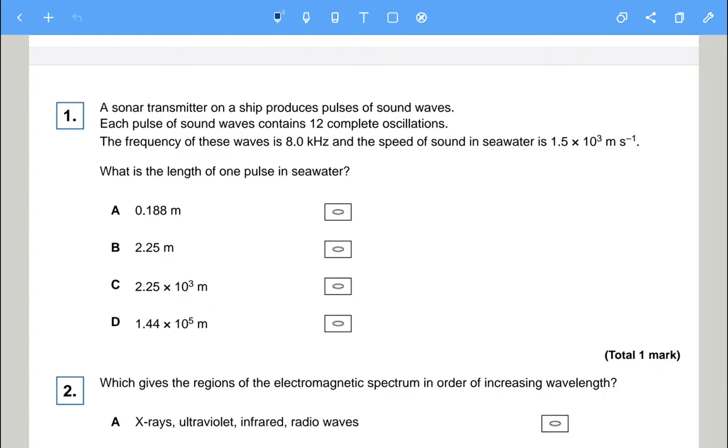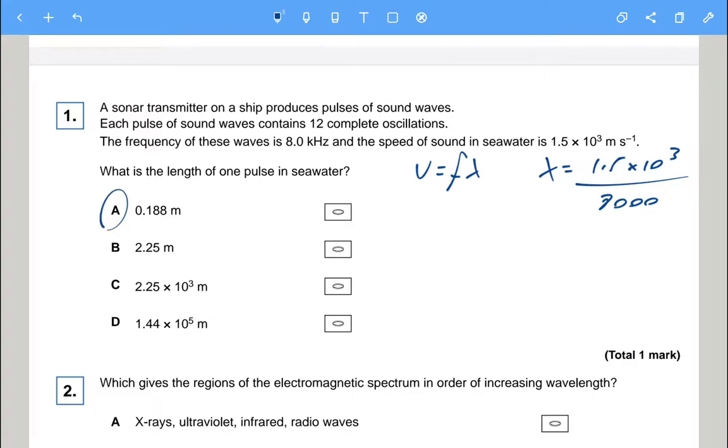So this first one's pretty straightforward. We need to figure out the wavelength. So we'll just use v equals f lambda. The wavelength is the wave speed divided by the frequency, so it's 1.5 times 10 to the power 3 divided by the frequency, 8 kilohertz, so that's 8,000 hertz, which is 0.1875, which means people might go for A.